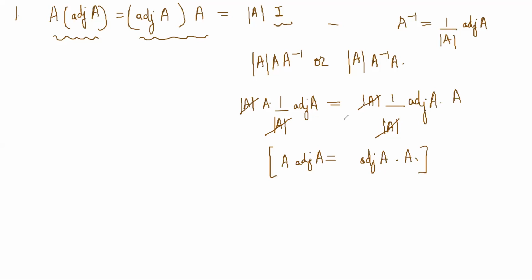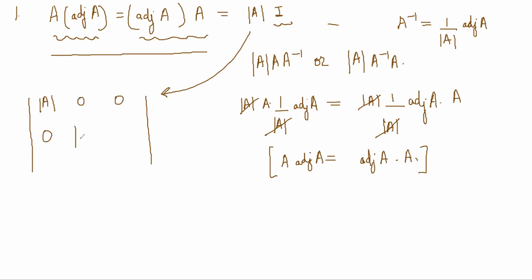Are you understanding what I'm saying? So A and adjoint A are commutative with respect to each other, and the value is just, what is this matrix going to look like? This matrix is going to look like this: det of A 0 0, 0 det of A 0, 0 0 det of A. This is the answer of the product of A and adjoint A, because det of A is a scalar, a number. You multiply that by a matrix, this is what happens.